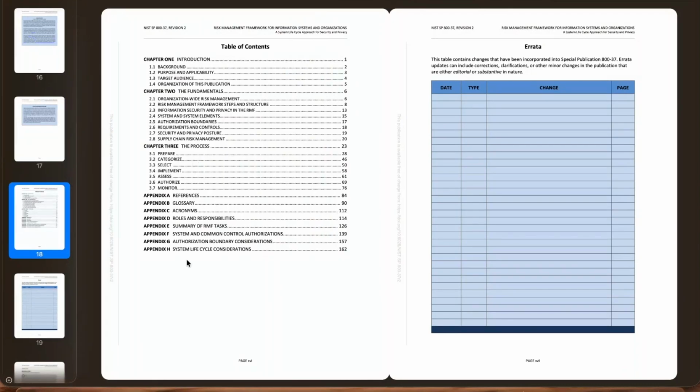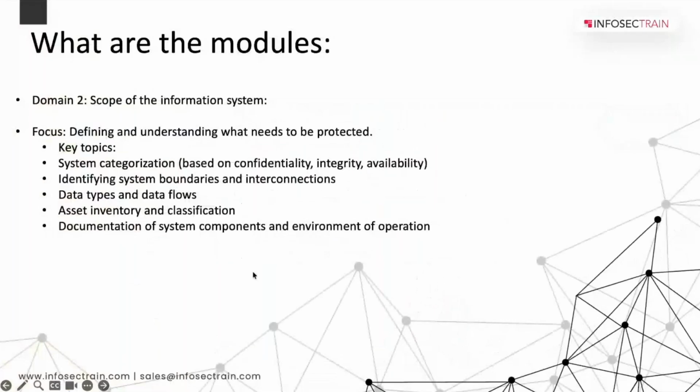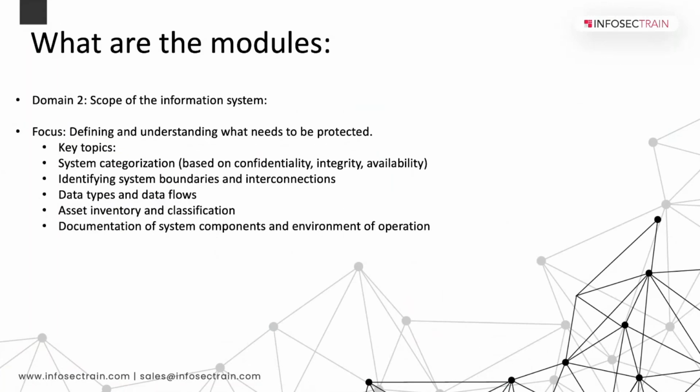Now in domain 2, as I have mentioned, these are the things which we are going to discuss. Now when we talk about domain 3, in the previous step we categorized the system, where we identified and categorized the system based on the CIA.